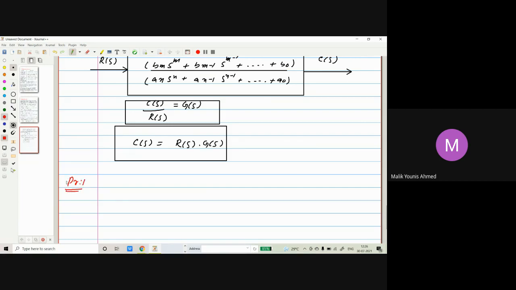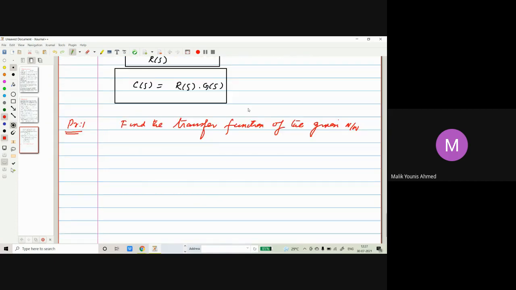Find the transfer function of the given network. Simple numerical we'll be doing today, then we'll move from simple to complex.